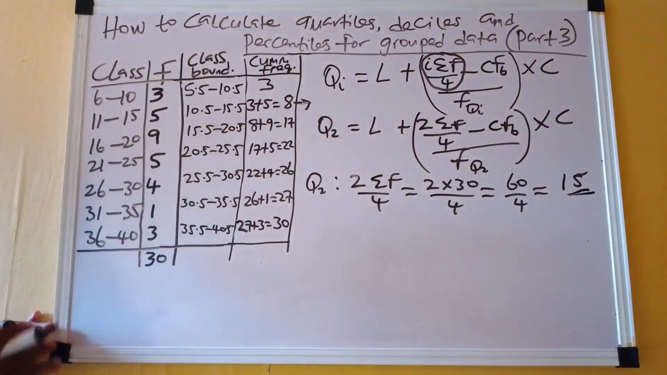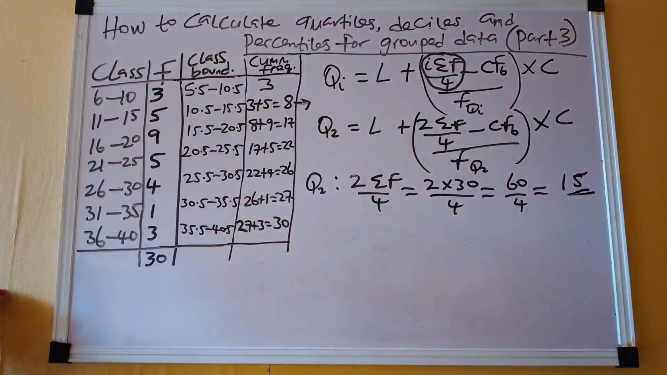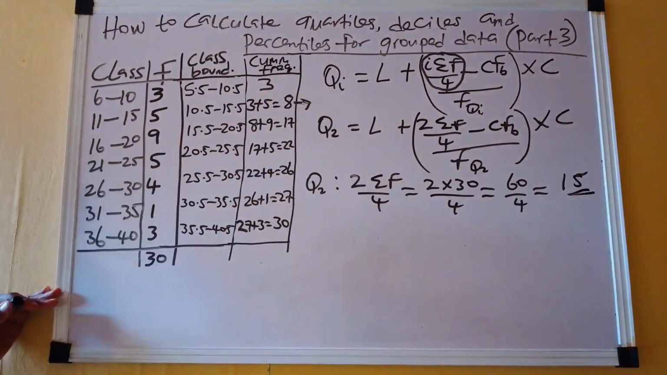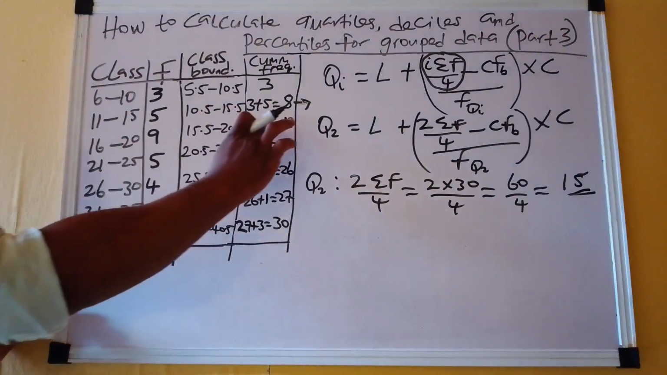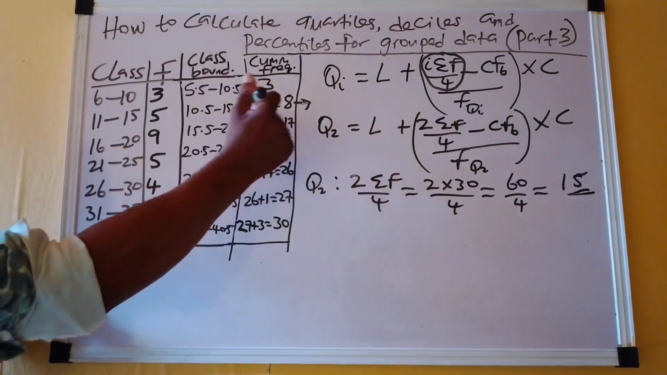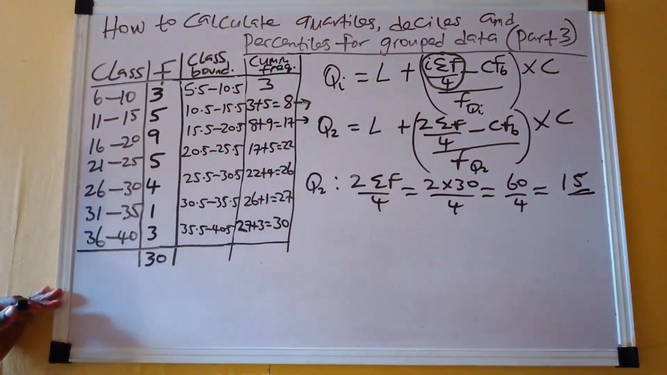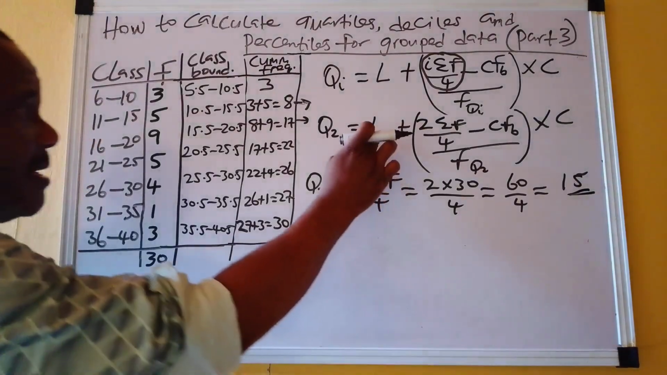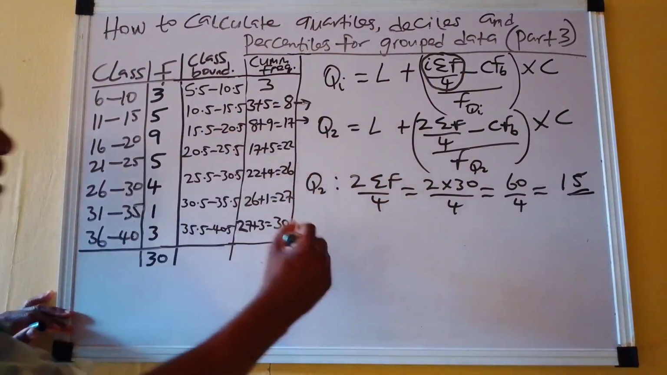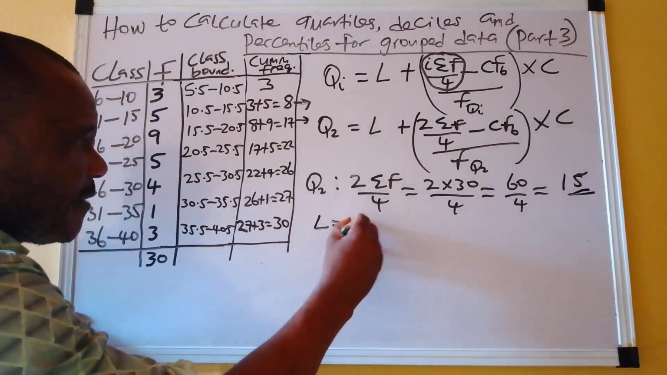Now where does 15 fall? 15 has left this class. You will go again to the cumulative frequency column. If you look at this here, 15 is more than 8, so therefore it falls in this class. Now you write out everything you need. The L for this class, that is the lower bound for the class, is L equal to 15.5.